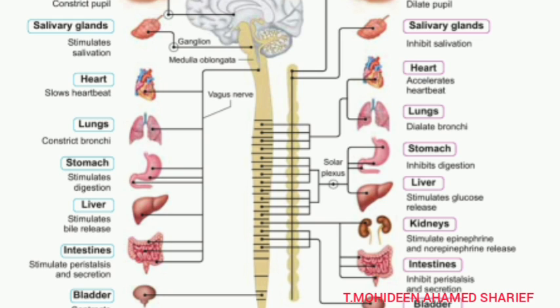Next we will see about the two types of nervous system: the somatic nervous system and the autonomic nervous system, which together form the peripheral nervous system. In the diagram you can see the autonomic nervous system. It is of two types, parasympathetic and sympathetic nervous system.